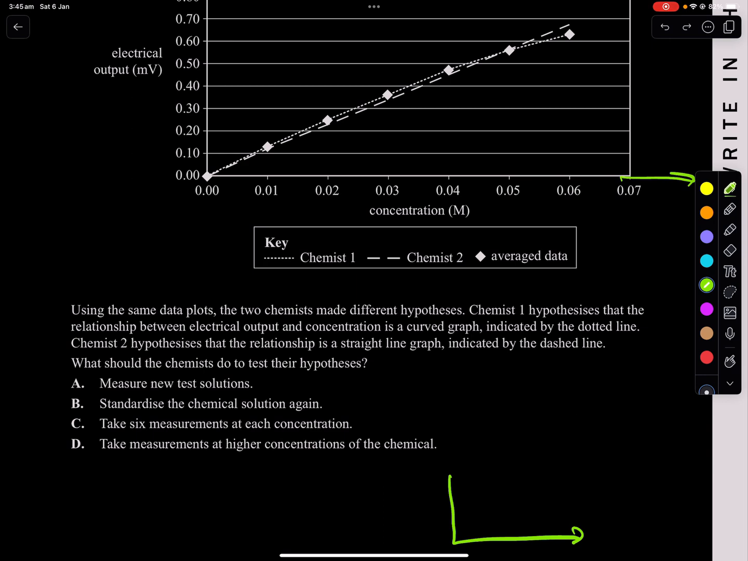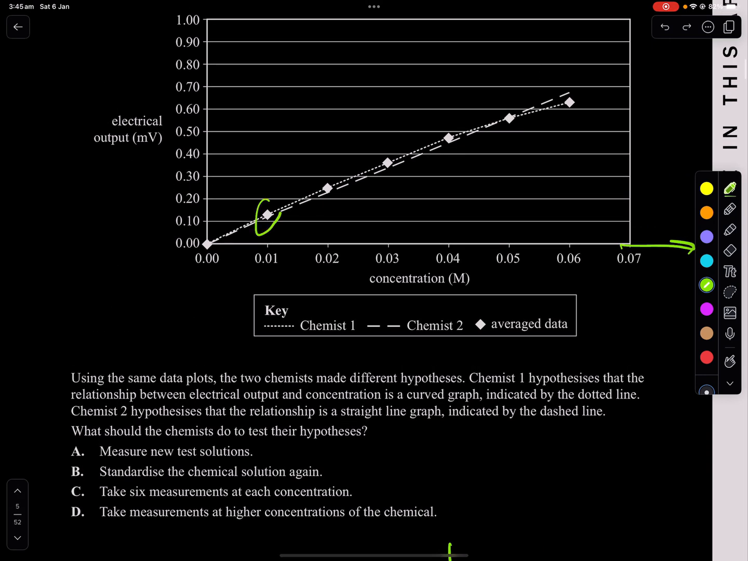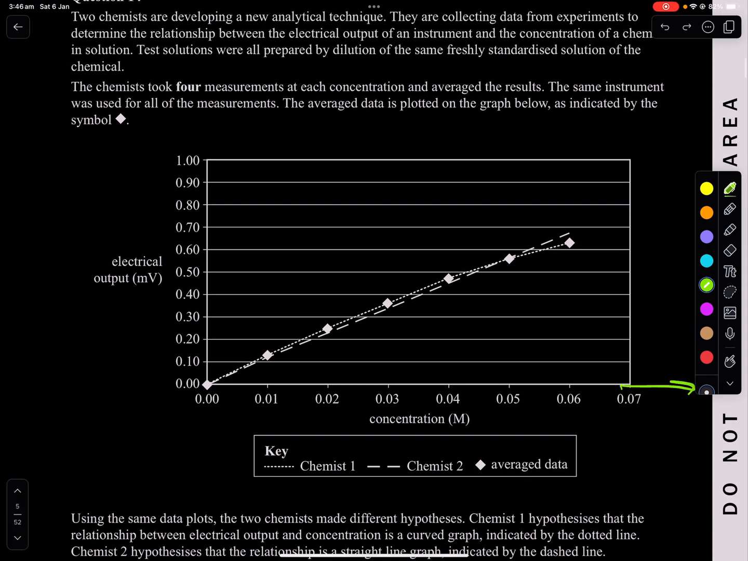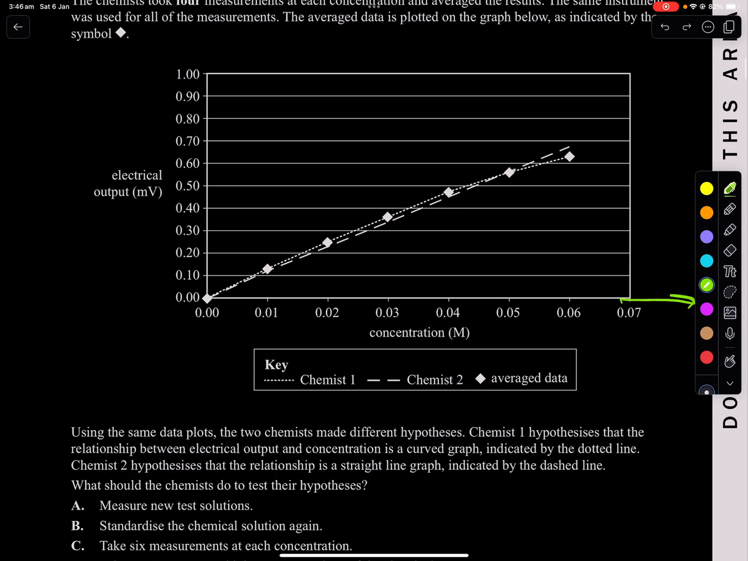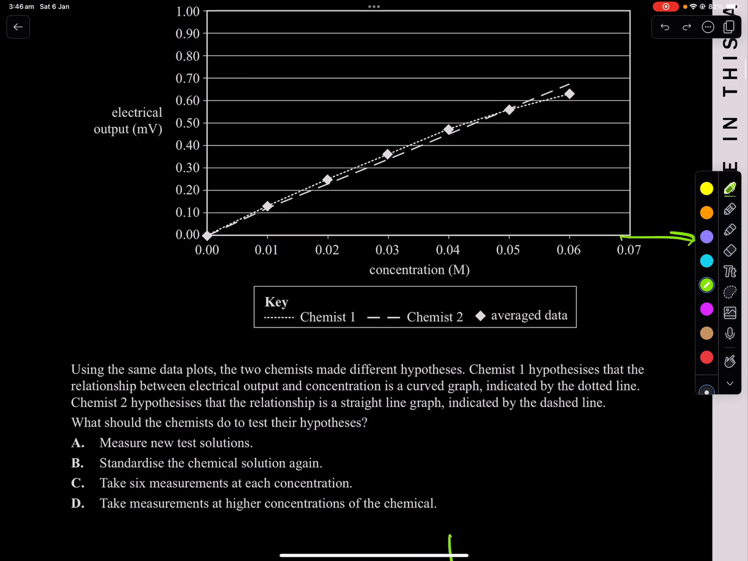Look, measuring a new test solution is just going to accurately determine these points, which are still the same. It's not really going to help. It would probably be the same points, and the relationship will look the same. The main thing is we're trying to determine if it's a curve or a line graph. So determining a new test solution would just make the points more accurate. In other words, we're increasing accuracy.